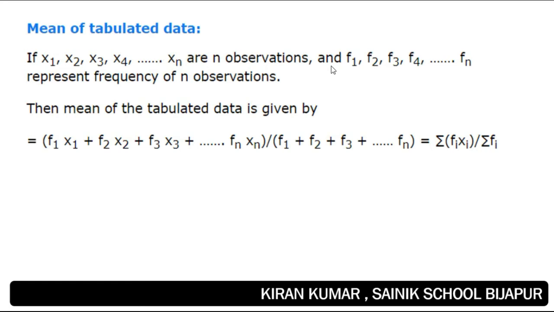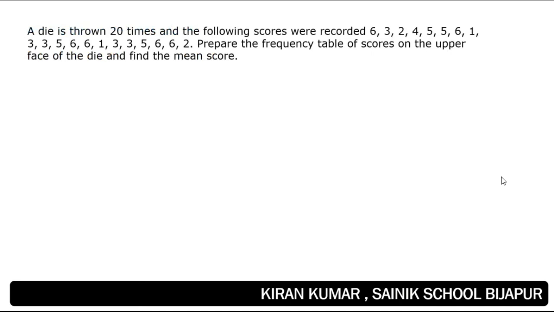Whenever we have tabulated data, if x1, x2, up to xn are n observations and the corresponding frequencies are known, to find the mean we add up the products of fi and xi. So it is sigma fi xi upon sigma fi. Let's understand this with an example.